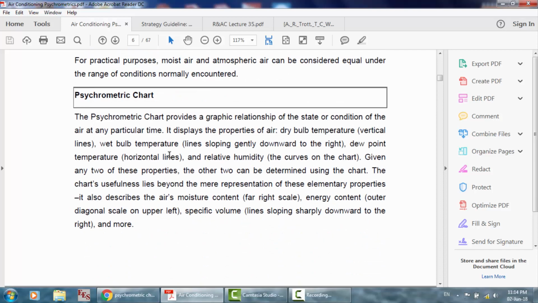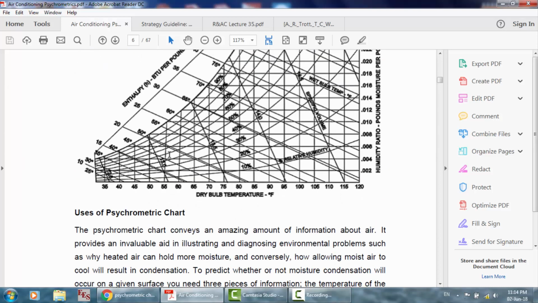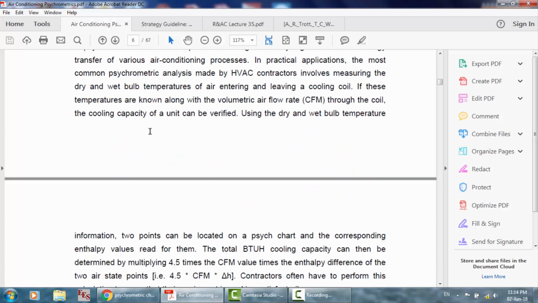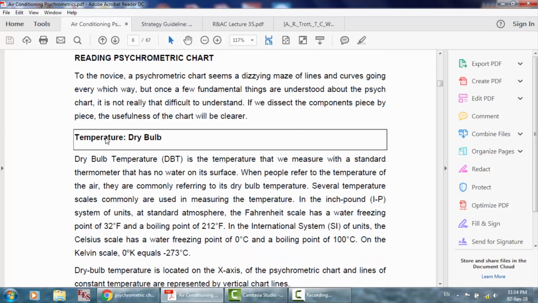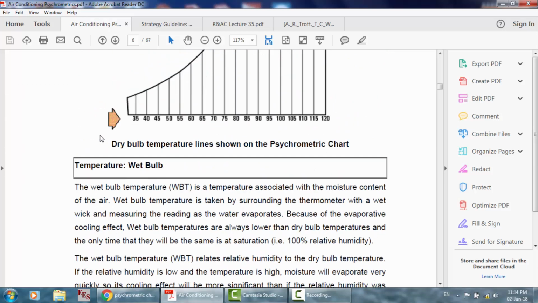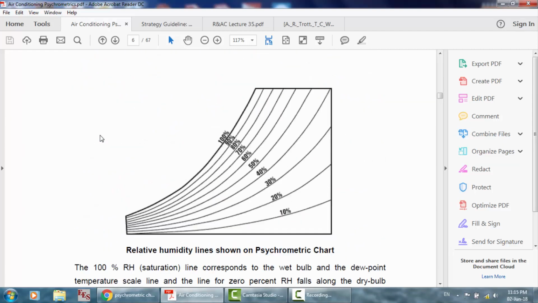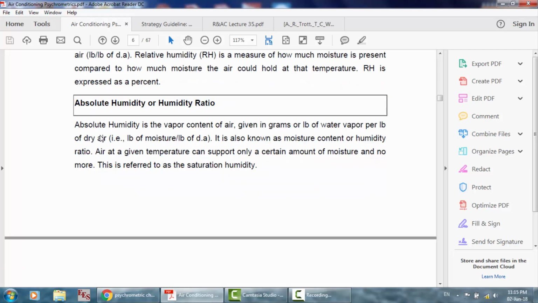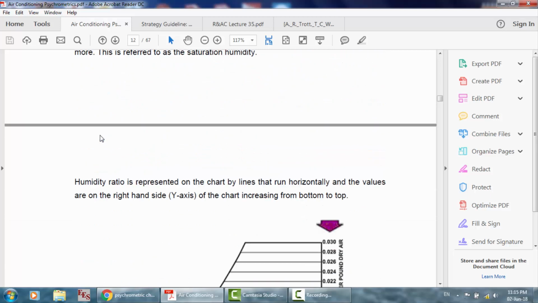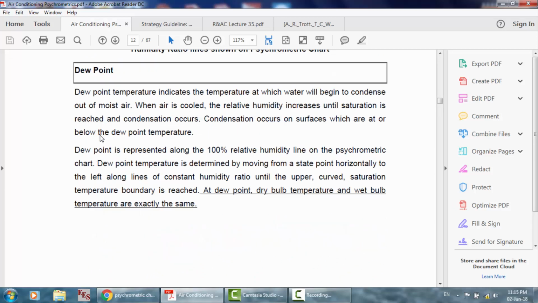So we have here the psychometric chart, and you can check out the videos on YouTube for more details about it, to see the temperature for the dry bulb and wet bulb, the enthalpy, relative humidity, and the absolute humidity or humidity ratio. Okay, and the dew point temperature indicates the temperature at which water will begin to condense out of moist air. When air is cooled, the relative humidity increases until saturation is reached and condensation occurs.